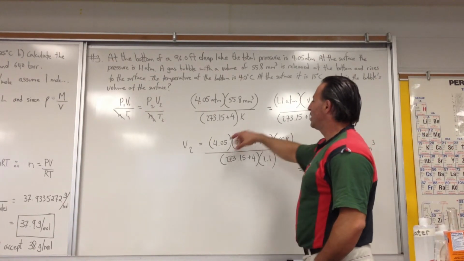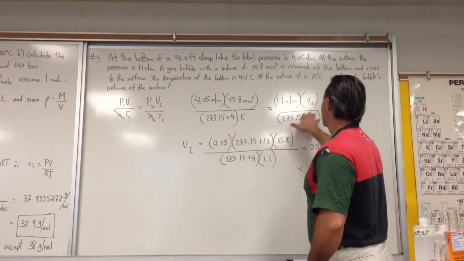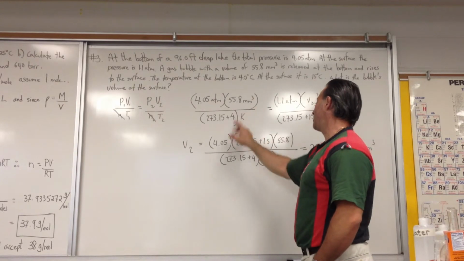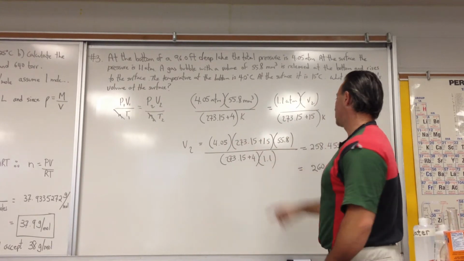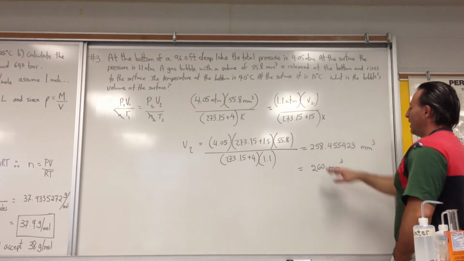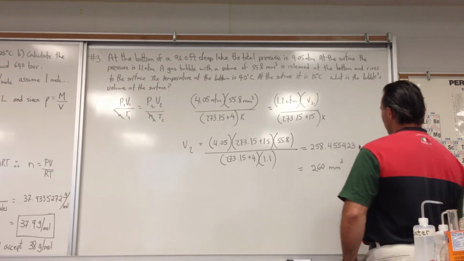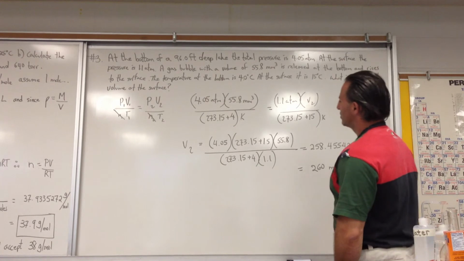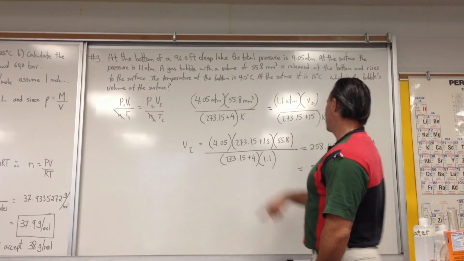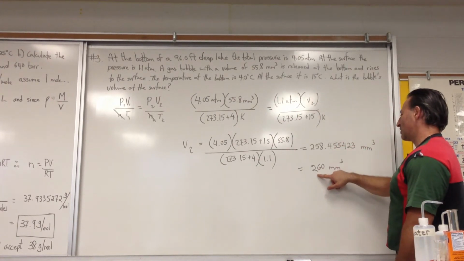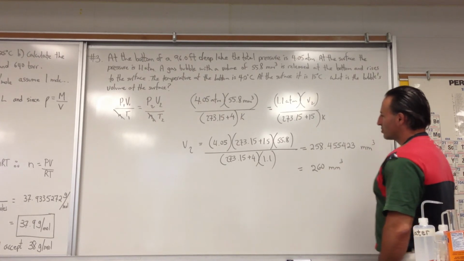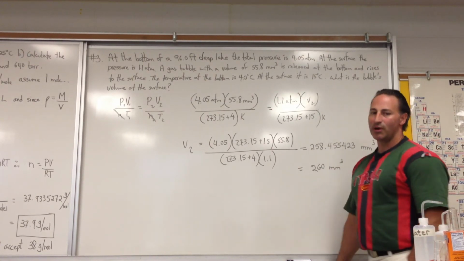So I rearrange the equation to solve for V2. V2 is over here, so I transpose this to the numerator there, and I transpose that to the denominator. That's where I just wrote the numbers in this part because I was doing the math. And we come up with 258.455 millimeters cubed. We're only allowed 2 significant figures in our answer, so I expressed it as 2 significant figures. This is 0 as the spacer, so 260 millimeters cubed is the volume of our bubble at the surface.